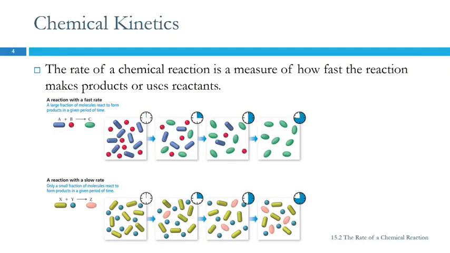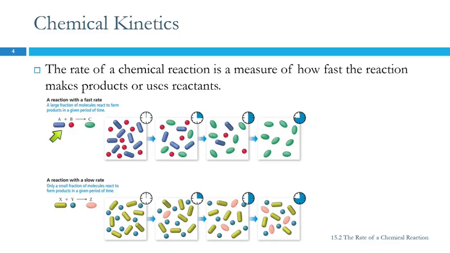So the rate of a chemical reaction is how we measure how fast the reaction makes products or uses reactants, and those of course are related to each other. So we have some illustrations here. A reaction with a fast rate.